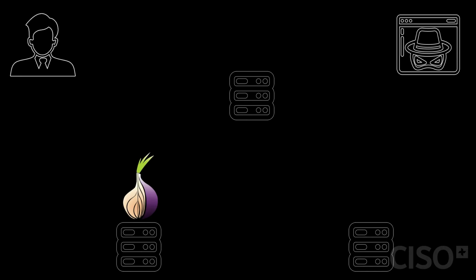Once it peels that back, it can only see that the next layer is encrypted and is meant for server B. It knows where the packet came from, and it knows where the packet is going in the next hop, but it doesn't know its final destination.